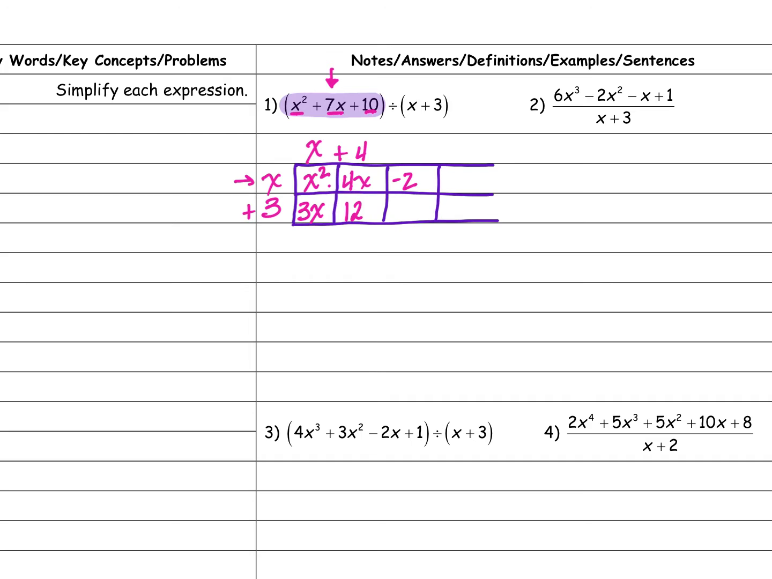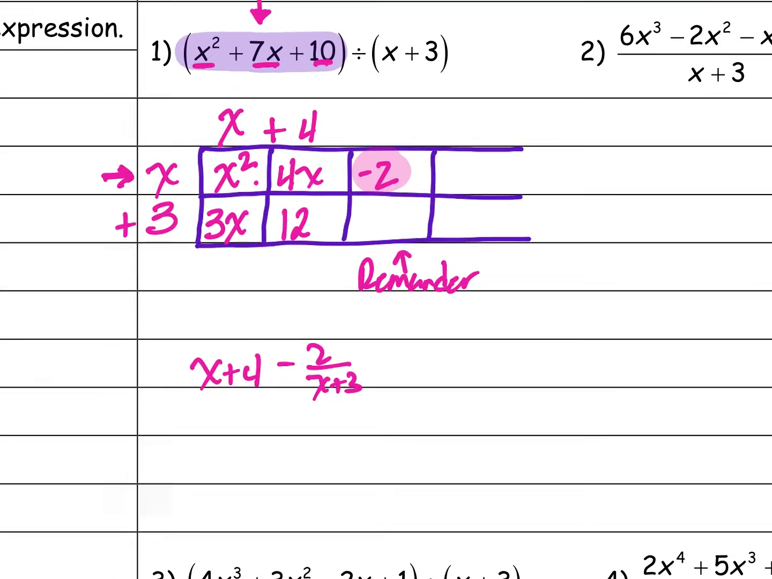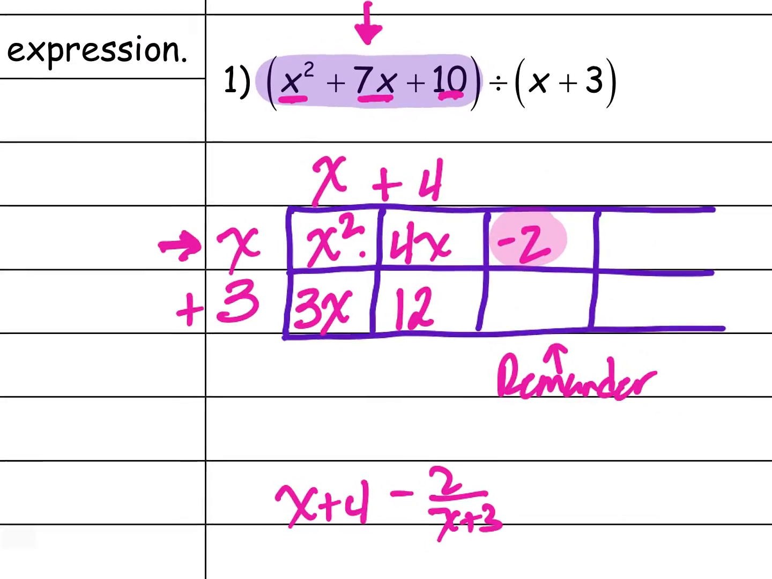Negative 2, great. So once this number here, and I'm going to highlight it, once this number gets lower than this number, I can't do anything. So this is my remainder. This is my remainder row, once I get there, so I had extra if I had to go on. So now my answer is going to become x plus 4 minus 2 over x plus 3, right? Remember how we're supposed to write it that way, which is ugly, but we have to do it that way. Sorry, I should have made this bigger.